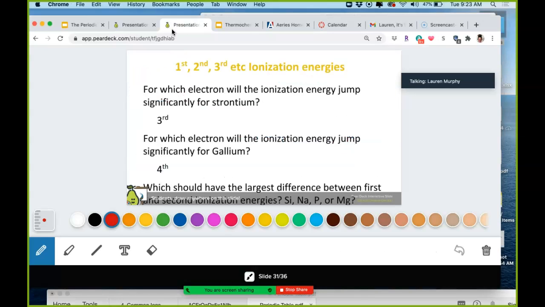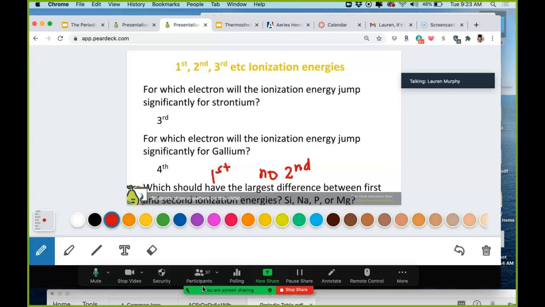Now, it says, which should have the largest difference, so this is a different way to word the question, between the first and second ionization energies, meaning the element is okay giving you the first electron, but it does not want to give you a second electron. So which one of these is okay losing 1 but doesn't want to lose 2? I'll give you a second to try to figure that out. You can send it to me in a message.